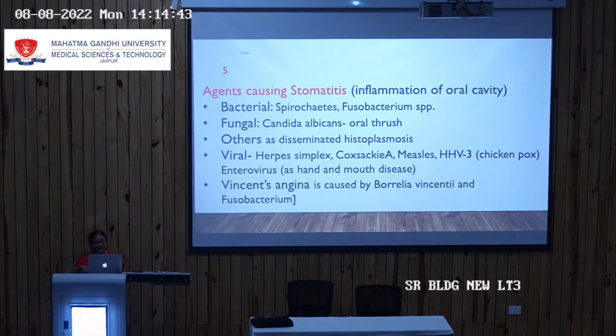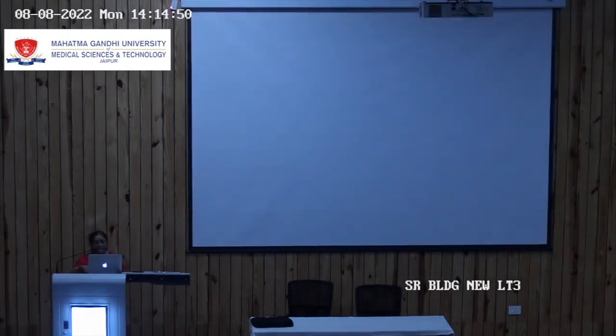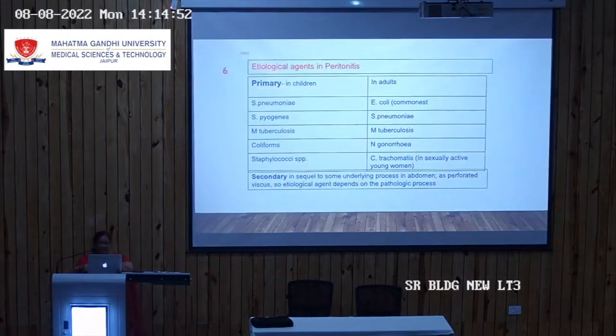Then there is Vincent angina. It is caused by Borrelia vincenti and Fusobacterium. Now this was stomatitis. Now I am telling you the causes of peritonitis. I have not dealt with these two in detail, but I'll just let you know the causes of these two infections of the GI tract.